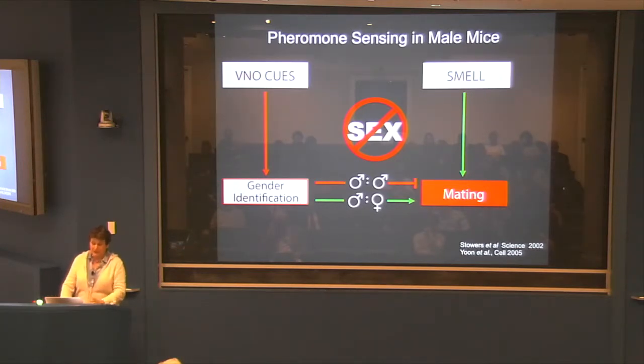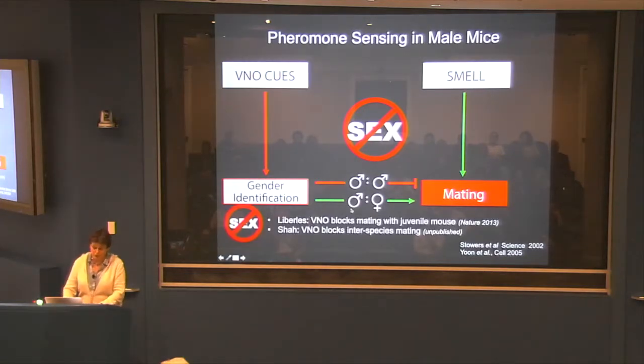And interestingly, this theme has been expanded recently by other groups. So for example, Stephen Liberles showed that the vomeronasal organ is essential in blocking the mating behavior of adult males towards juvenile mice. And Niraj Desai similarly showed that the VNO is able to block the mating of male mice with other types of rodents. So somehow this seemed to be the role of the vomeronasal system, at least one of the roles.